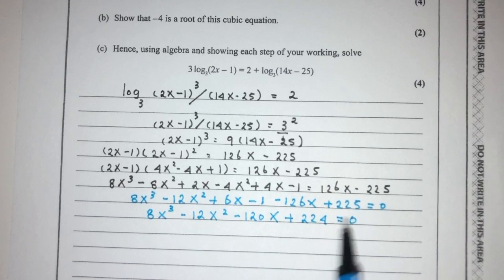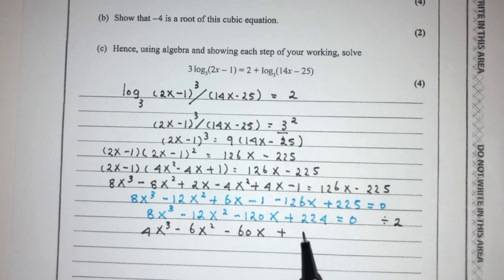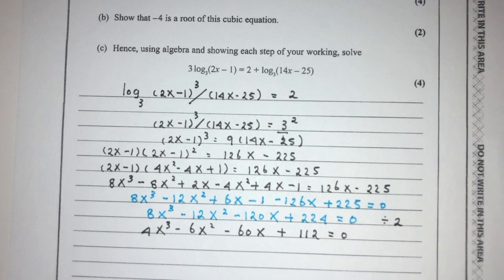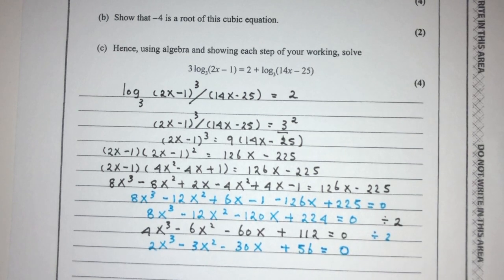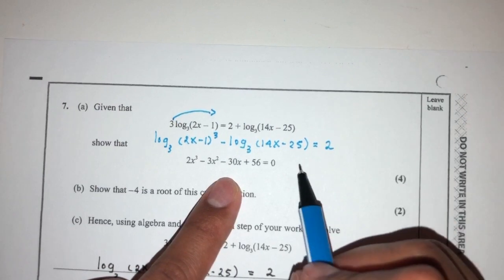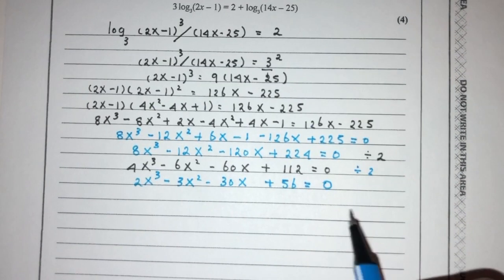is equal to 0. Now because everything is even here, we can try to divide by 2. Why not? Divide by 2. You will have 4x cubed minus 6x squared minus 60x plus 112 equals 0. Now finally, because again everything is even, divide by 2 again, you will have 2x cubed minus 3x squared minus 30x plus 56 equal to 0. Now guess what? This is the same as this. So this is shown as required for part 1.